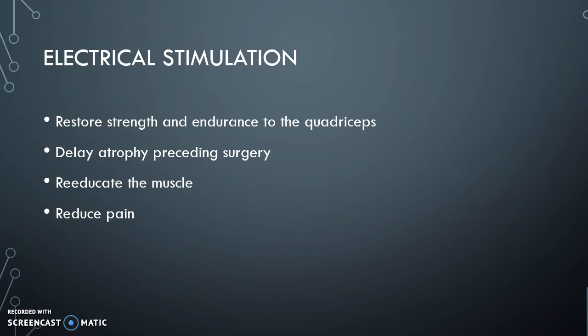We can use E-stim in this case right now. We're going to restore strength and endurance to the quadriceps. We're going to delay that atrophy preceding surgery. We're going to re-educate those muscles by depolarizing the motor neurons, your type 2s especially. We're going to develop that muscle tension, which leads to muscle overload here. And we're going to re-educate those muscles and ultimately reduce pain.